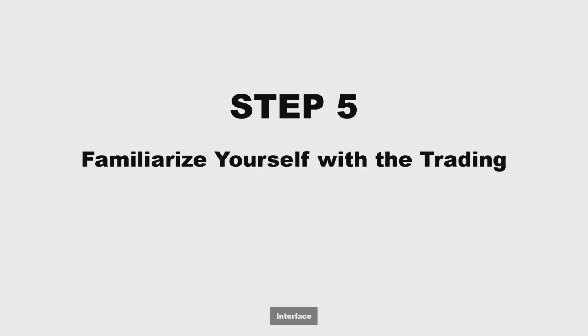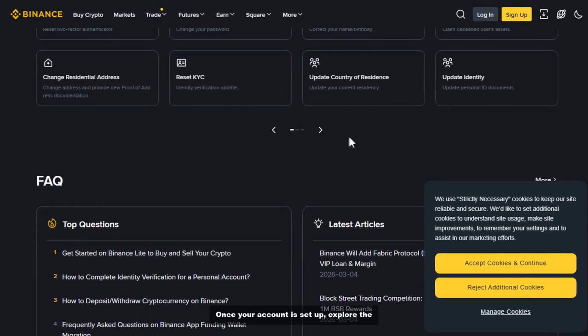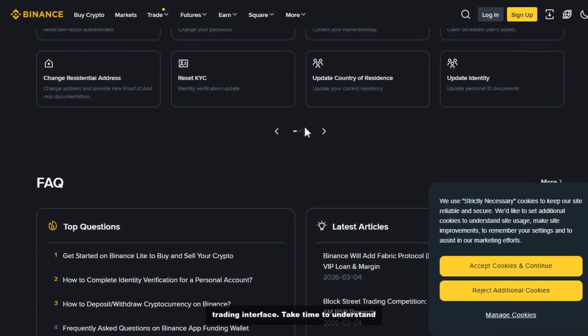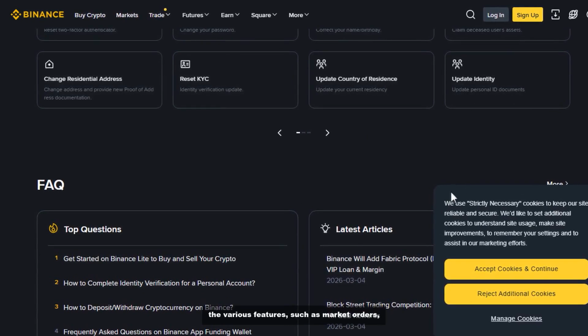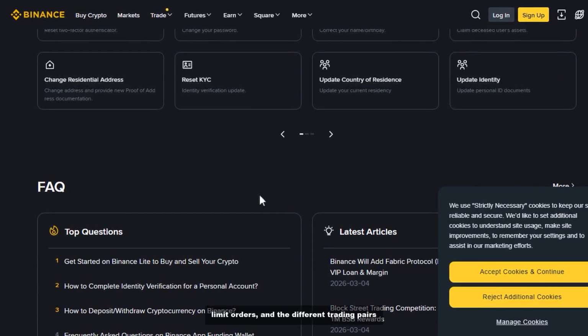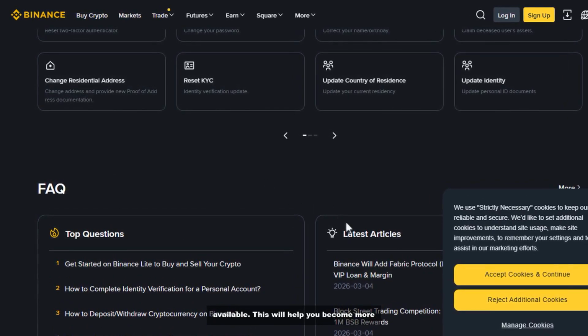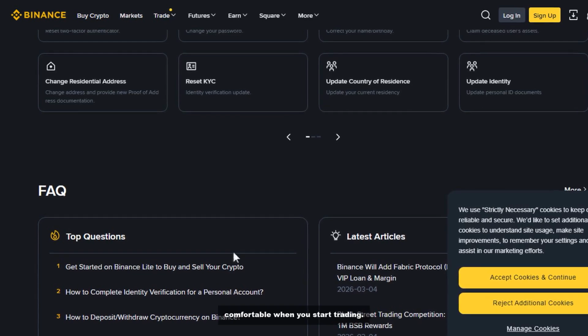Step 5. Familiarize yourself with the trading interface. Once your account is set up, explore the trading interface. Take time to understand the various features such as market orders, limit orders, and the different trading pairs available. This will help you become more comfortable when you start trading.